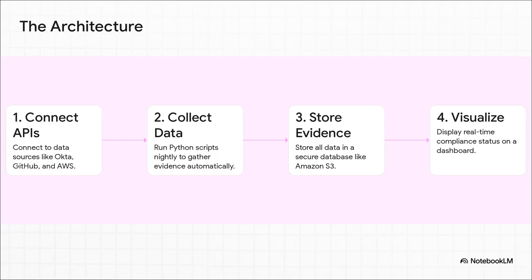This slide lays out the architecture of this new system, and it's actually a really clear 4-step process. First, you connect directly to the APIs of your key systems. Think Okta, GitHub, AWS. Second, you write some simple scripts, we call them collectors, that run every single night to pull the data automatically. Third, you store all that evidence in a secure database like Amazon S3.